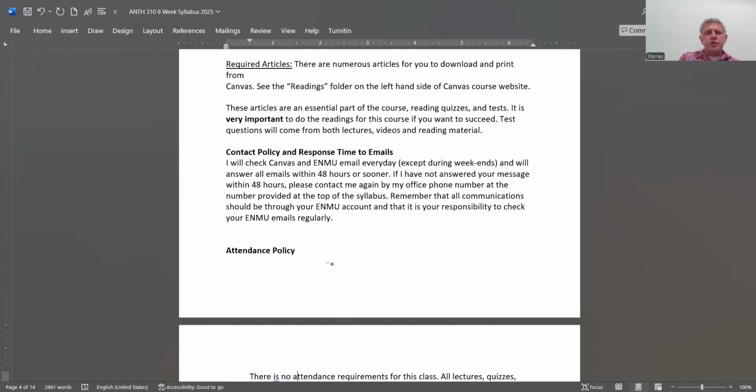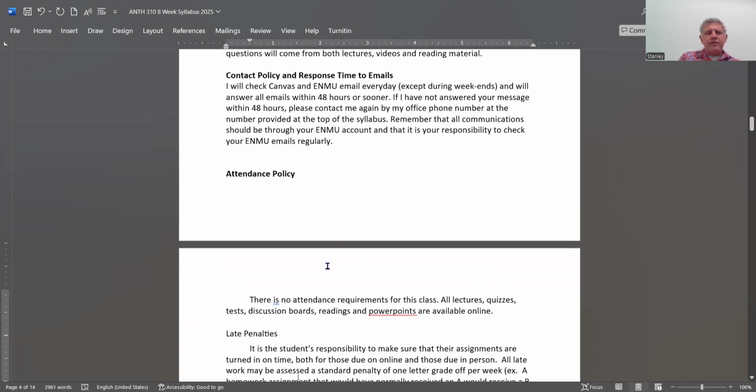In addition to the textbook, there are a number of required articles, which you will find in the Canvas module. I have a contact policy of checking my email every day except for weekends and then getting back to you within 48 hours. So I'll try to adhere to that this semester.